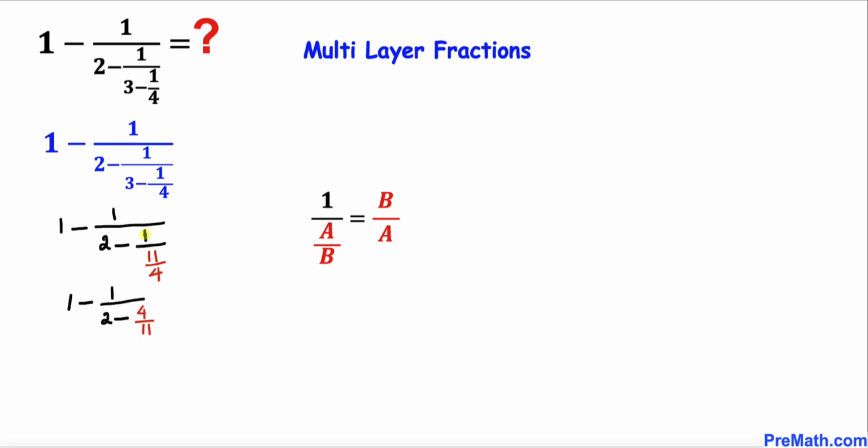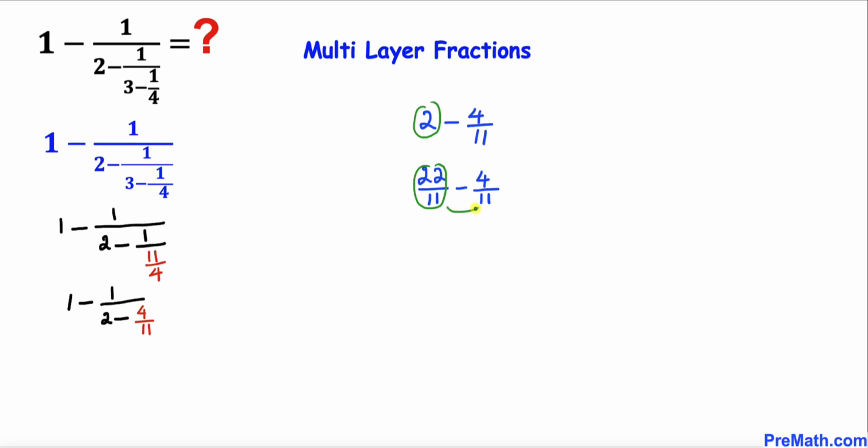In this next step, I have replaced this part by simply 4 divided by 11. Now let's focus on this part in the denominator, 2 minus 4 divided by 11, which I have copied down. Here we can write 2 as 22 divided by 11, so this way we're going to have a common denominator 11. Now we can see that this has been simplified to 18 divided by 11.